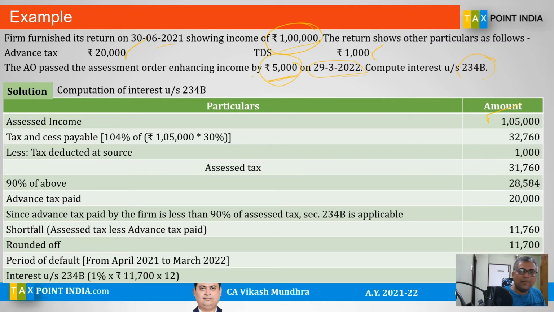Tax and cess payable thereon. In case of a firm, the rate of tax is 30% plus education cess, 32,760. Surcharge is not applicable. We are supposed to reduce TDS of rupees 1,000.